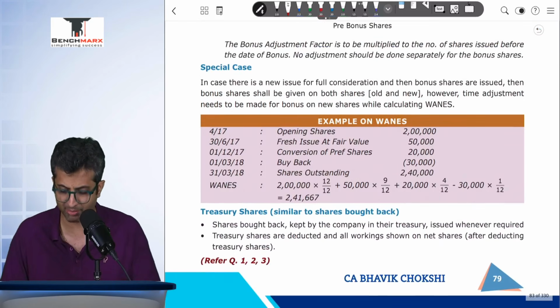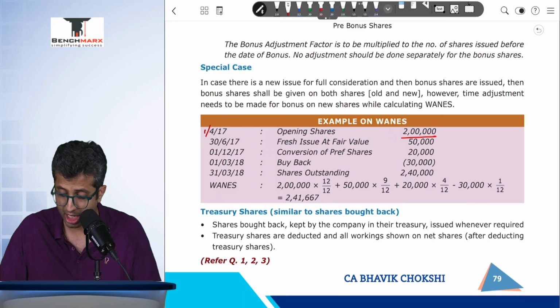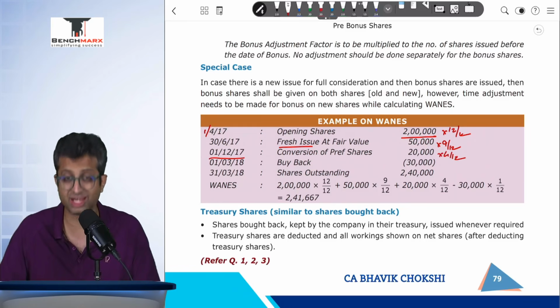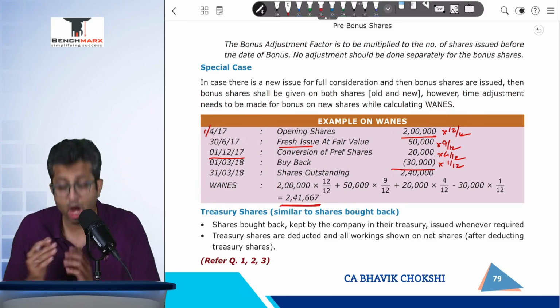If you see this example given below, let's say on 1st of April 2017, you had 2 lakh shares. This may be outstanding for the entire 12 months. Then a fresh issue of shares at fair value on 30th June, this will be outstanding for 9 months. And conversion of preference shares into equity shares, this is on 1st of December, this will be outstanding for 4 months, that is December to March. Buyback will reduce your number of shares, that is on 1st of March, and hence this will be a negative number but into 1 by 12. And hence that will help you in calculating the weighted average number of equity shares on a lot by lot basis.